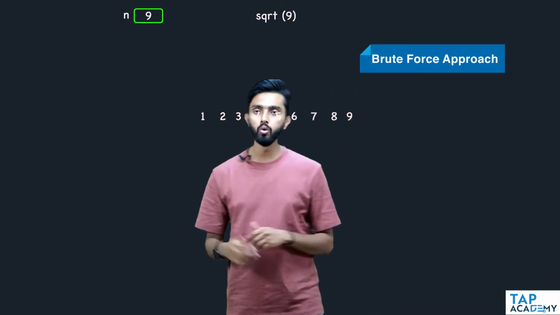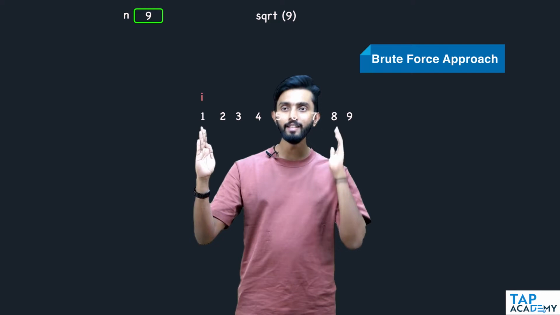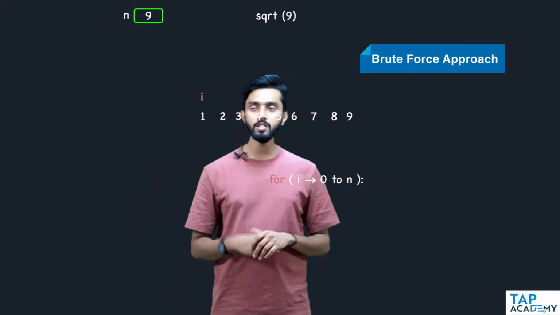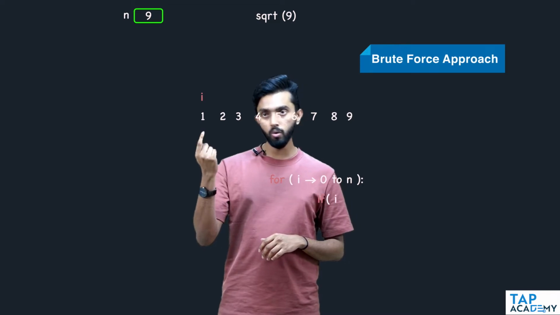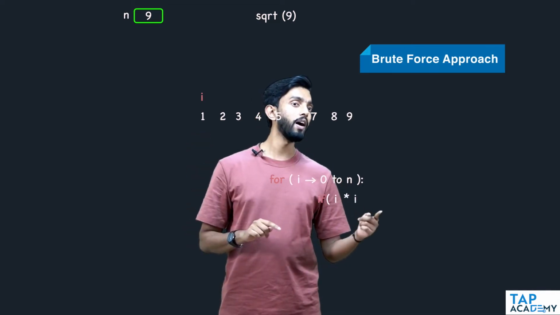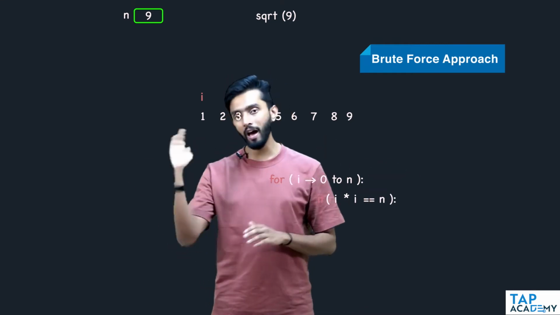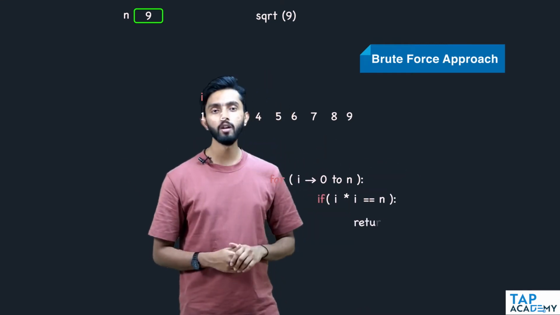So, one way to do it is to run a loop from i till n. That's what I am showing. Then just check if I take the i value and multiply it by itself, i into i, will it give me n? If it gives me n, i is the square root of n, just return i. I hope you are able to think.